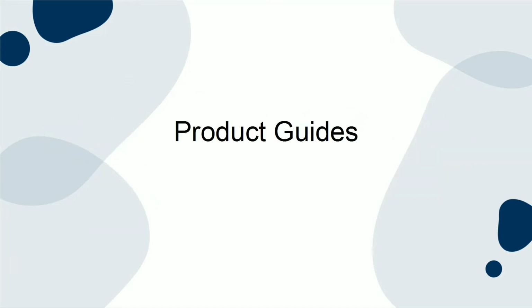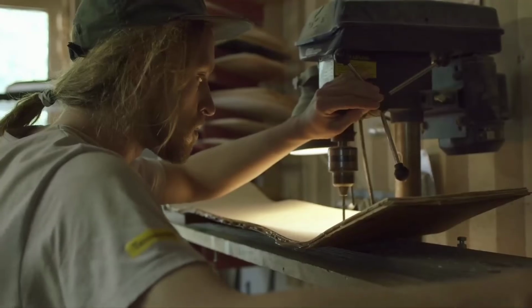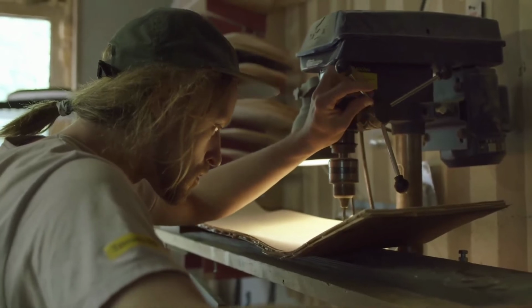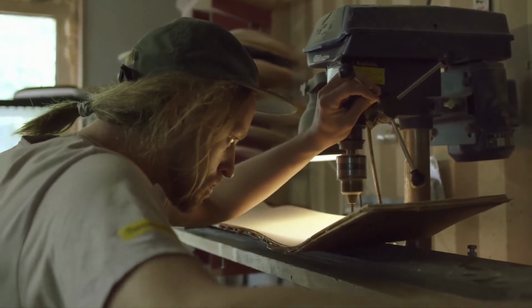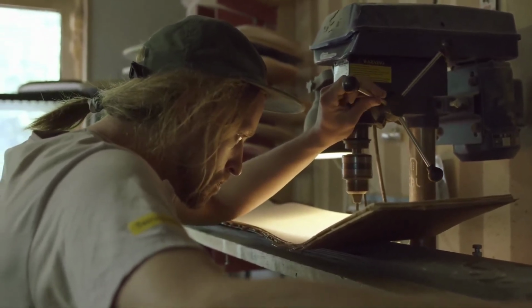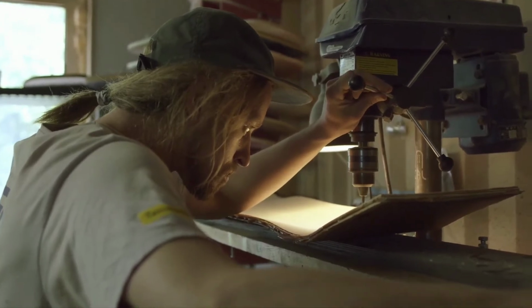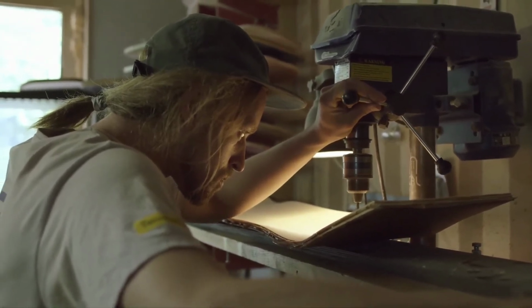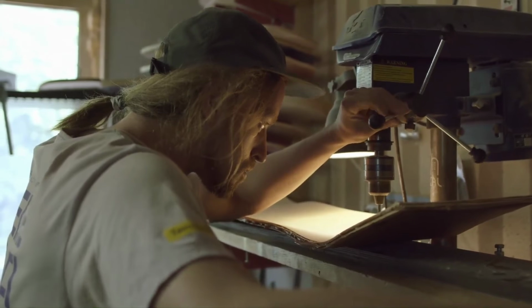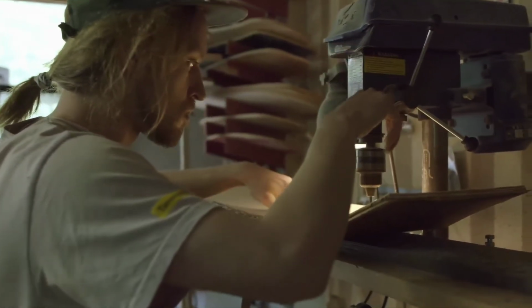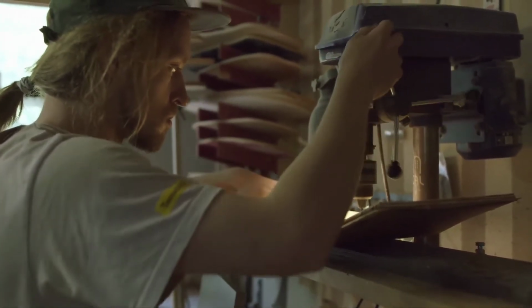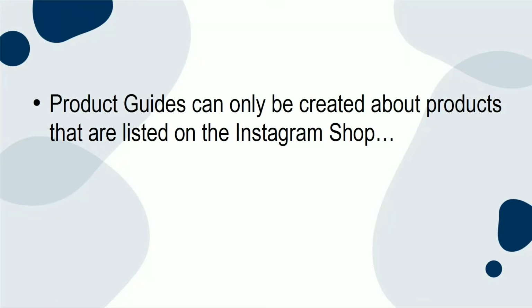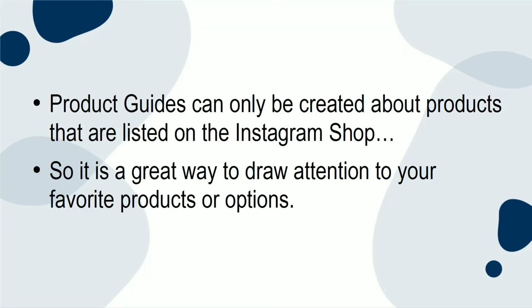Product guides. Product guides can be used to share a particular product with your audience. You can include reviews or an explanation of how the product best functions. It is a great way to explain a more complicated product, for example, the manufacturing method of materials used for your audience. Product guides can only be created about products that are listed on the Instagram shop, so it is a great way to draw attention to your favorite products or options.